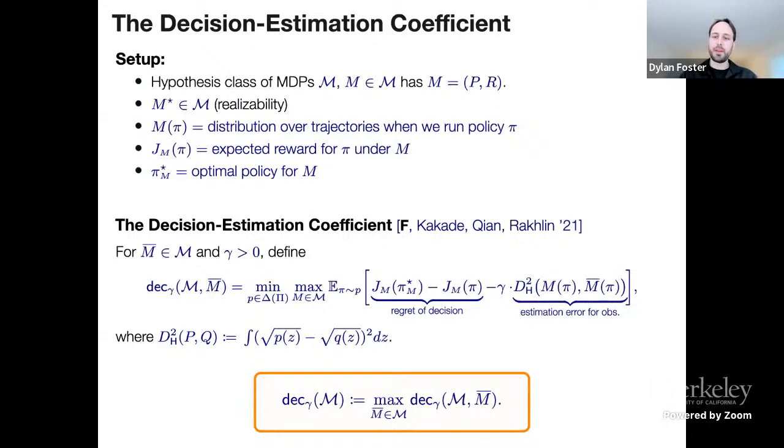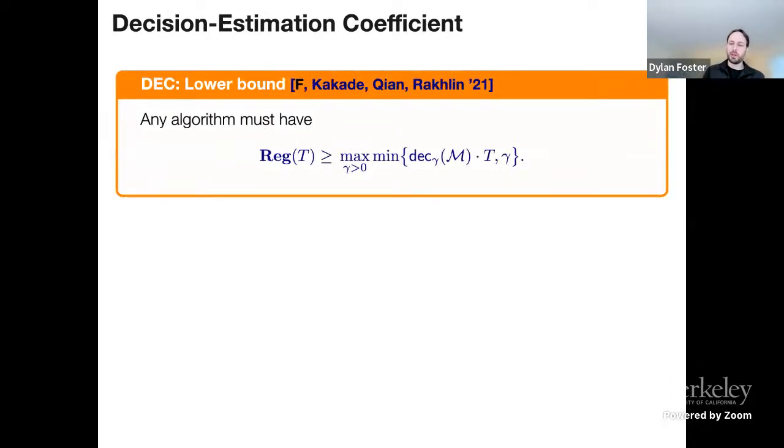Okay, cool, great. So the reason why we care about this parameter is that it gives a necessary condition for sample efficient RL. We can show the following lower bound in terms of the DEC. For any class of models M, there is some model in this class, or some MDP, where your regret for any algorithm is going to scale as the min of two quantities. One is the decision estimation coefficient at scale gamma times T, and the other is gamma itself. Then we're taking the worst case value of gamma for this expression.